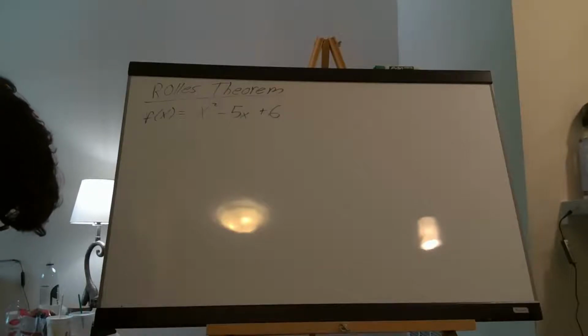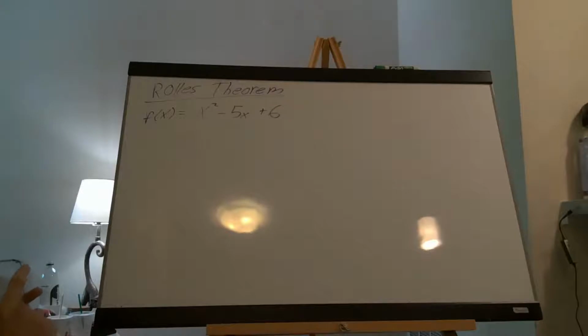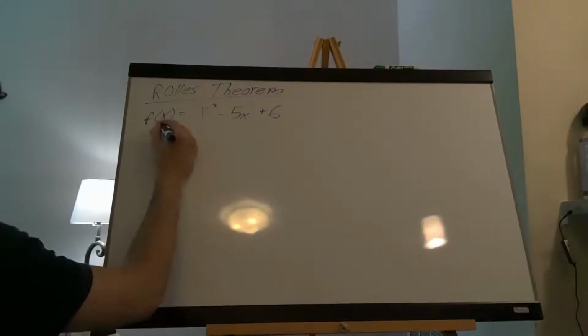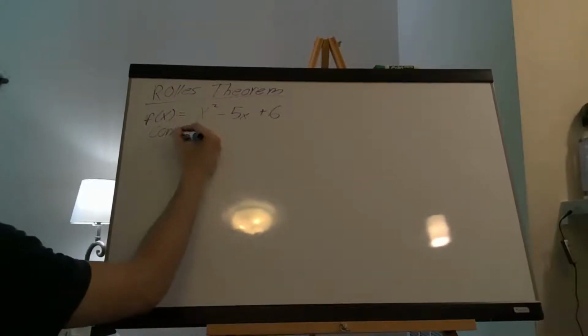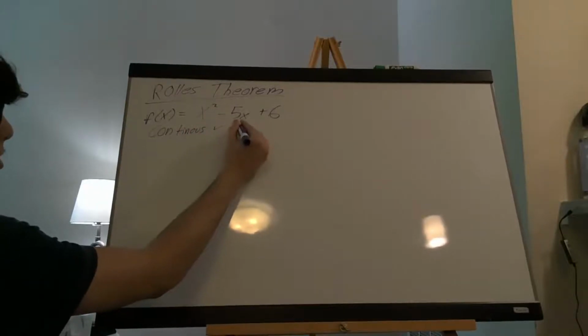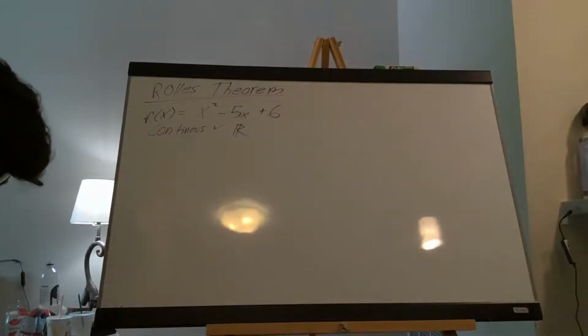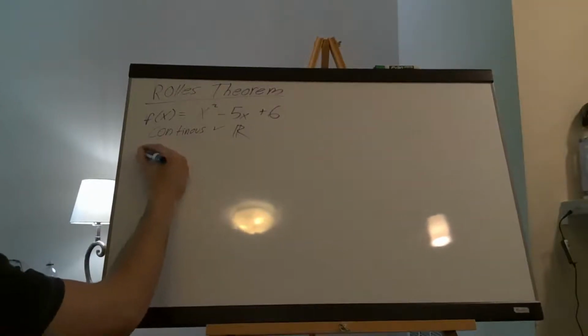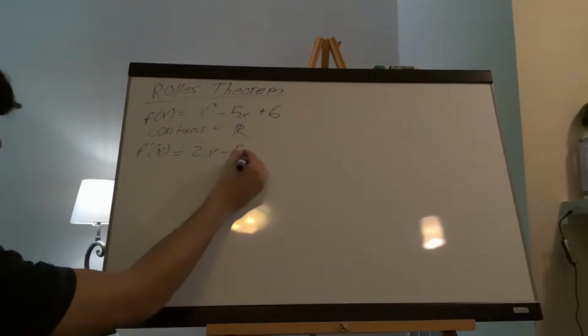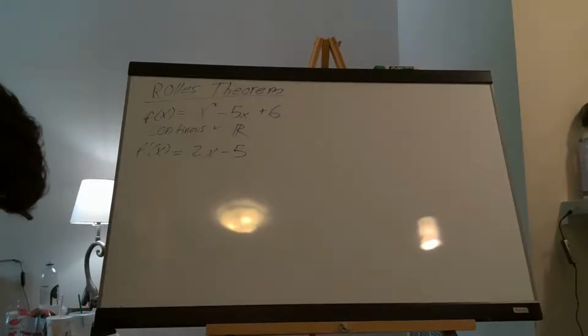Okay, let's test some of these things. x squared minus 5x plus 6, that looks like a polynomial expression to me, so it most definitely is continuous. Continuous, check. All real numbers because it's a parabola. Differentiable on AB, I can differentiate this. f prime of x is equal to 2x minus 5. And f of A equals f of B at one point.